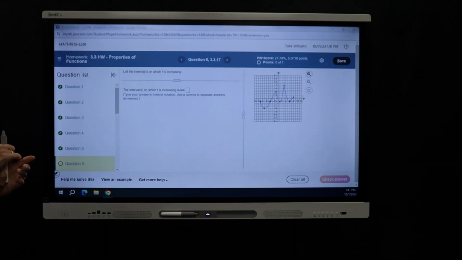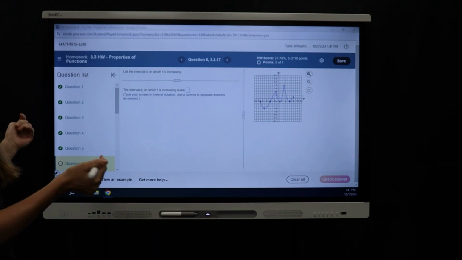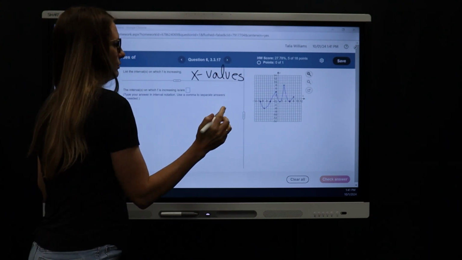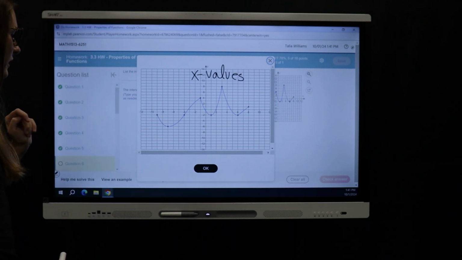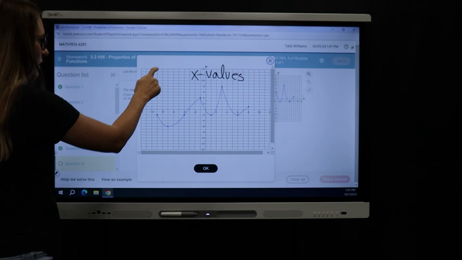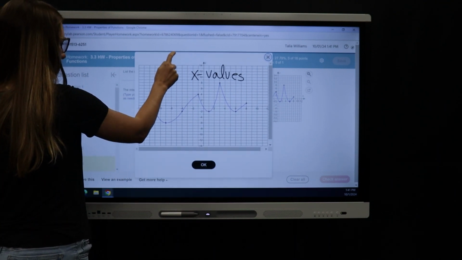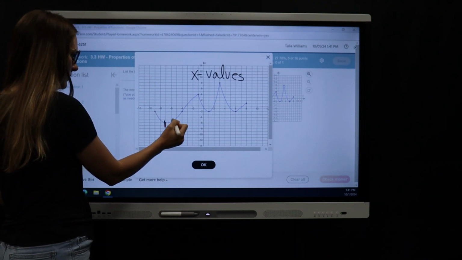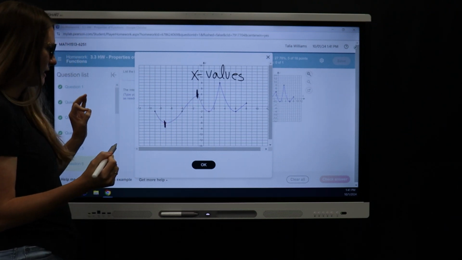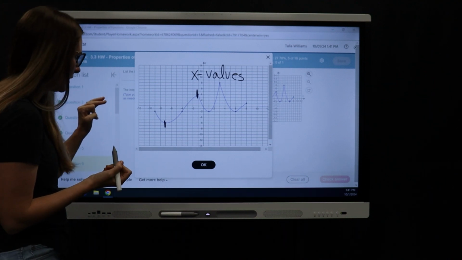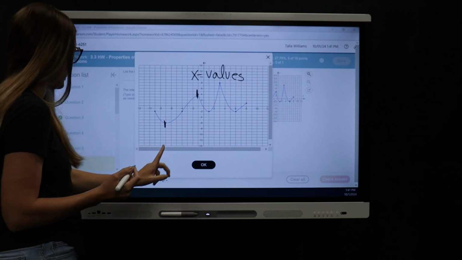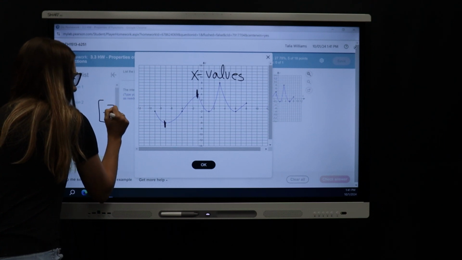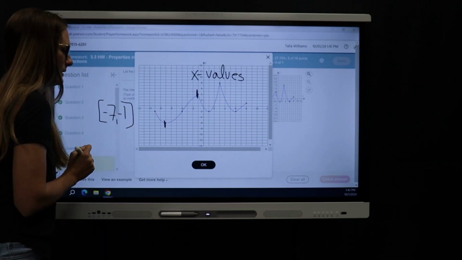List the intervals on which f is increasing. Remember, x values. So we're going to look at this graph. Let's pop it up big. And we're looking for increasing, correct? Yep. So we're looking for where it goes up. From here all the way to here is an increasing interval. Our x values in those spots are -7 and -1. So where do we want to write that? Let's go right here. From -7 to -1, it is increasing.